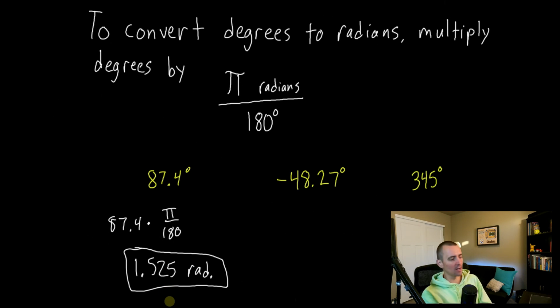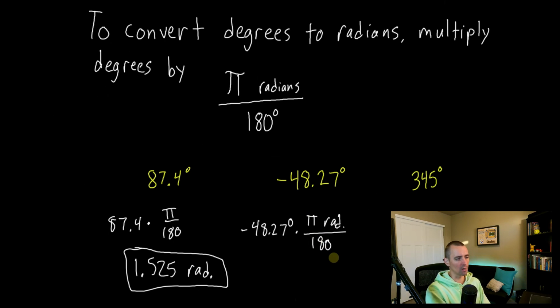The reason why I say the units can actually be helpful is this right here. Let's think about this one now in terms of actually having our units put on there. We want to convert negative 48.27 degrees into radians. Let's keep our degrees and our radians written in there. So we want to take negative 48.27 degrees times pi radians over 180 degrees.